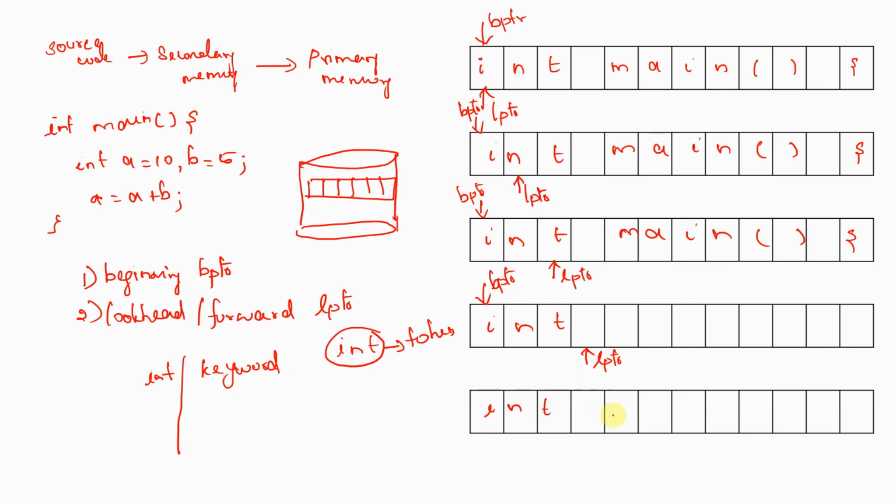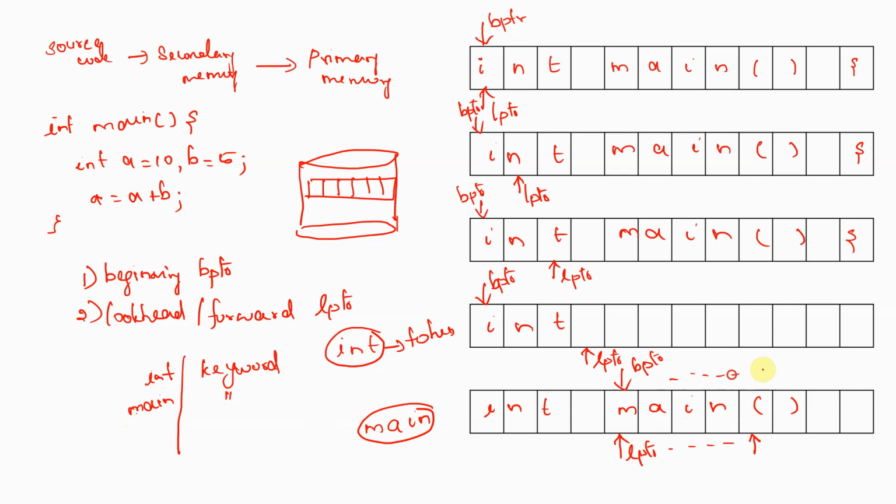Now the beginning pointer comes to the beginning of the next token, and the lookahead pointer starts to read the next token from the input. So until then, it will come here. It will read M, A, I, N, and once it encounters a special character, it knows that it is a token. So main gets stored in the symbol table, which is nothing but a keyword.